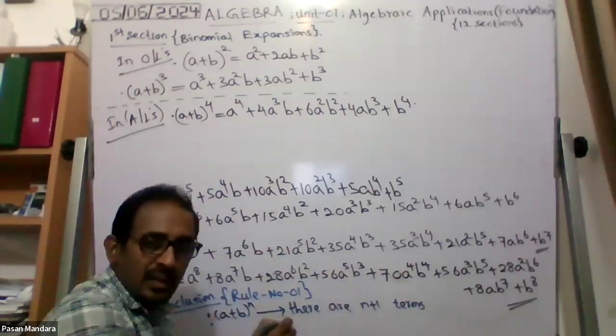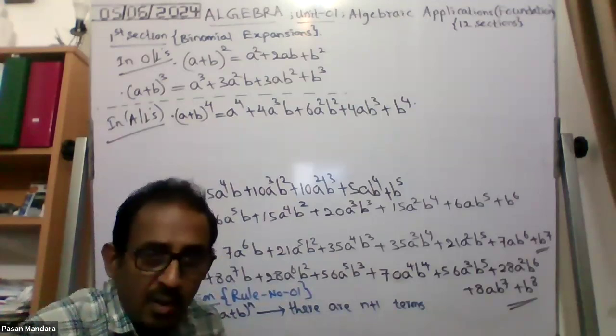Like that, there are many features in this rule number 1. Out of 550, you are learning your first rule.